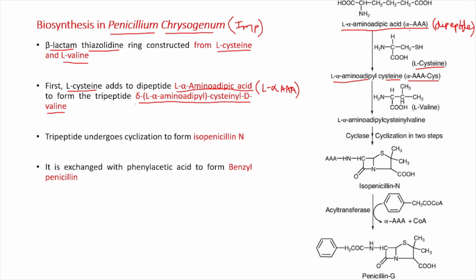L-alpha amino adipic acid is the dipeptide which is synthesized within the body of the fungi Penicillium chrysogenum. Now L-cysteine gets added to this dipeptide to form L-alpha amino adipyl cysteine. Now L-valine comes and it also adds to this L-alpha amino adipyl cysteine to form L-alpha amino adipyl cysteinyl valine. So this is the final tripeptide that is produced.